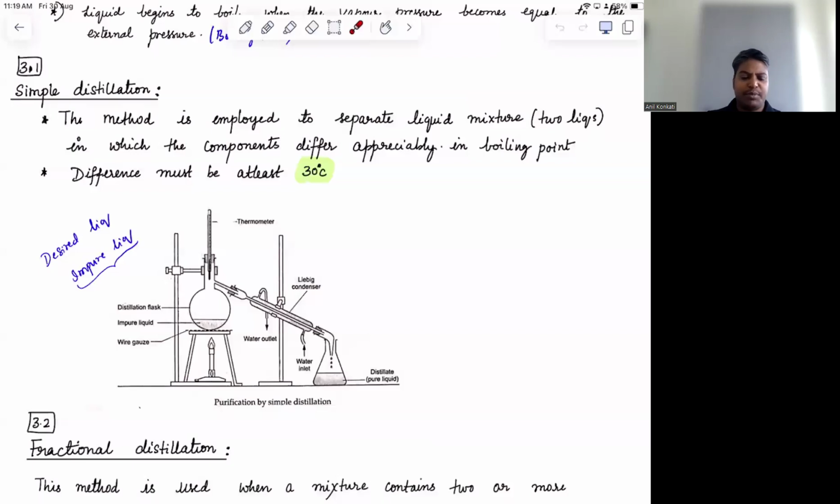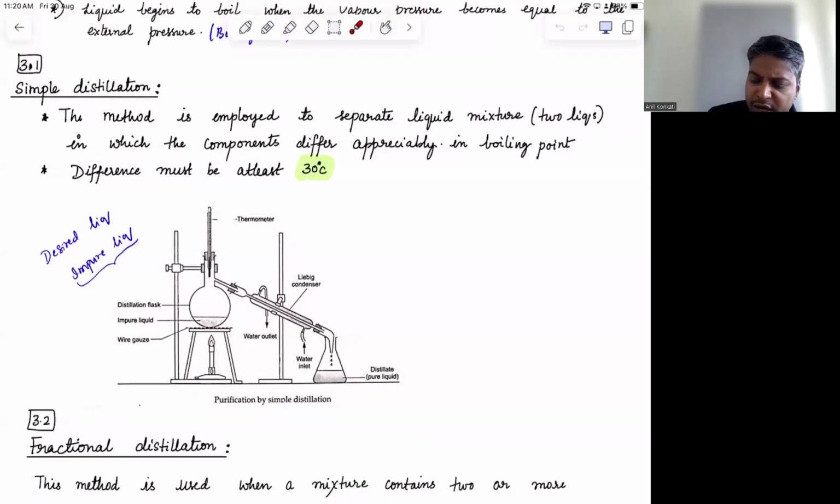One of them is simple distillation. Simple distillation is a method employed when you have to separate a liquid from a mixture of two liquids in which there is an appreciable boiling point difference, that is around 30 degrees.